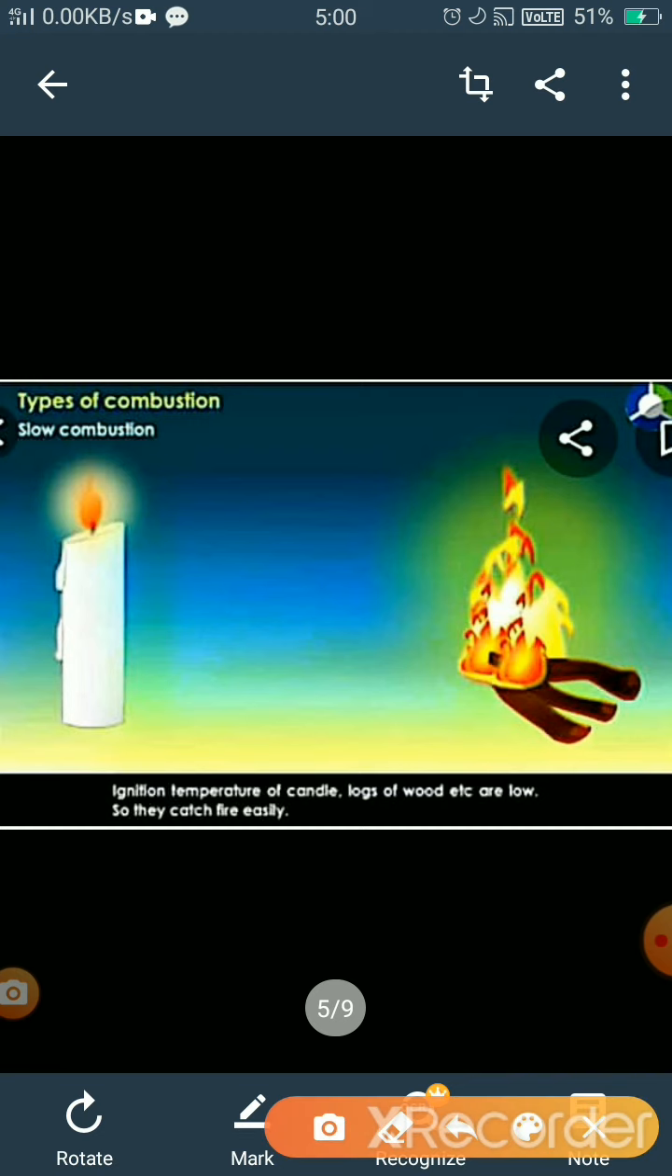Burning of a candle and burning of wood are examples of incomplete combustion. As you observe, when we burn wood, the color of the flame is yellow, and after burning it produces smoke or soot and some black residue is left there. So this shows that it is an incomplete combustion, and the temperature of the flame is also very low.